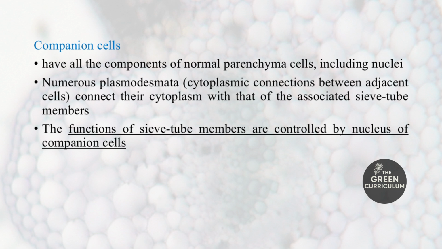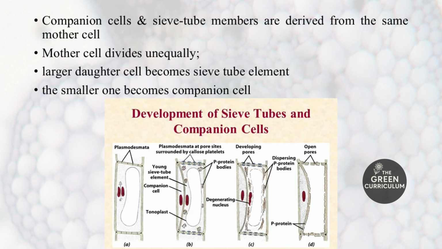And actually the companion cell and the sieve tube member are derived from the same mother cell. A mother cell which undergoes unequal division gives rise to a larger daughter cell which becomes the sieve tube member, and a smaller one which becomes the companion cell. So here is the diagram of the development of the sieve tube element and the companion cell from a single mother cell.